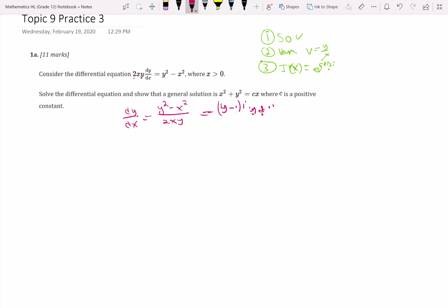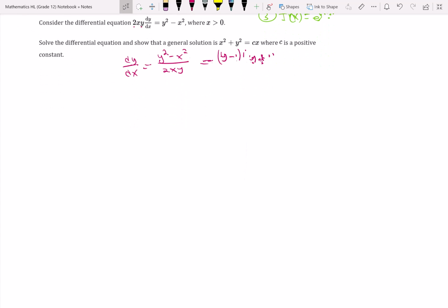Oh, there's like a dead spot on my screen or something. Let's see if it works up here. Yeah, I guess there's a dead spot on my screen. Over 2xy. Sorry, not 1. This should be x. But even that doesn't seem like it's working very well.